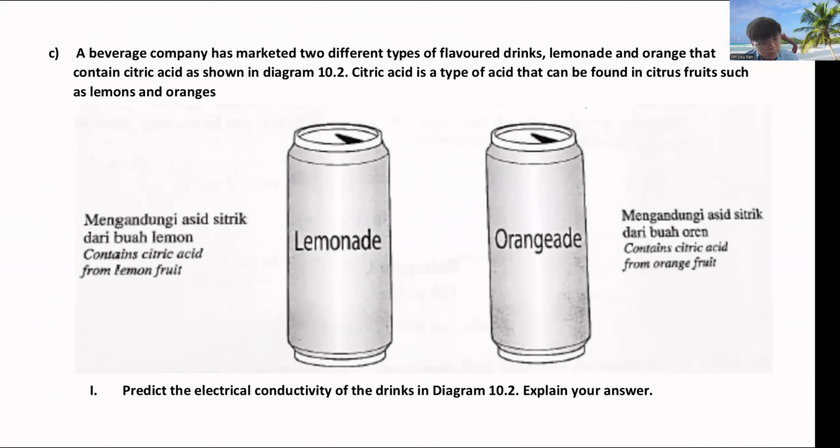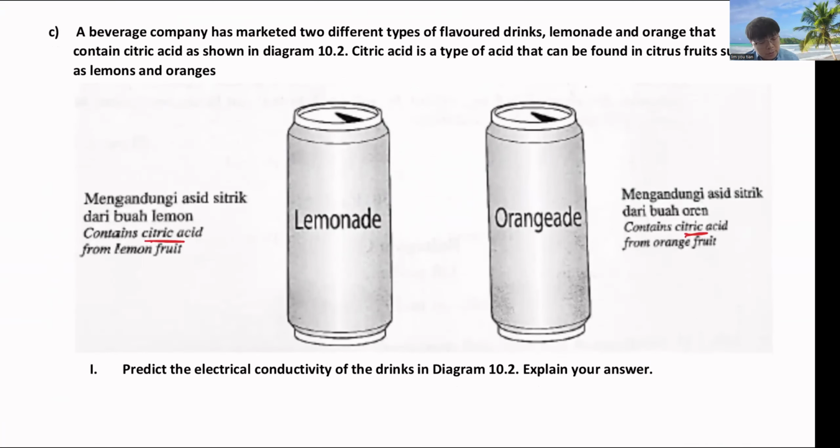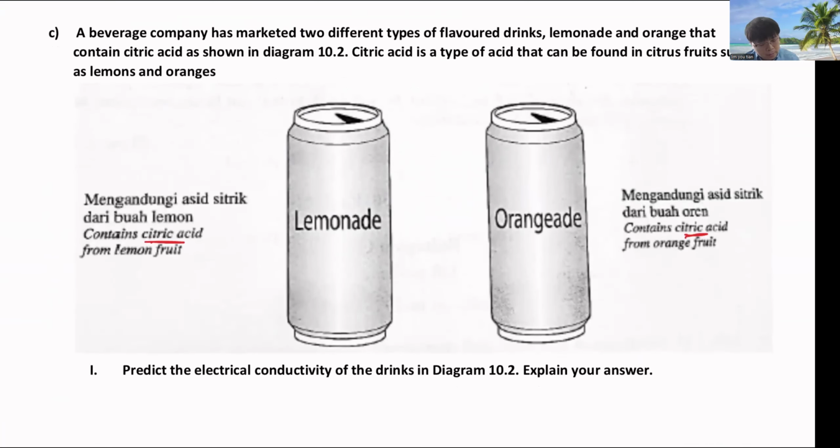Okay, so you have two questions. One is lemonade, which has citric acid inside. In both there is also citric acid. Now they ask you to predict the electric conductivity. So you can write.